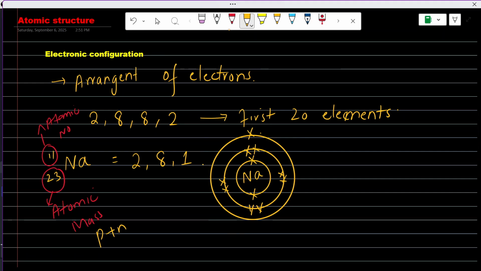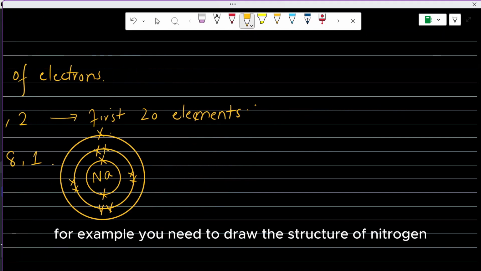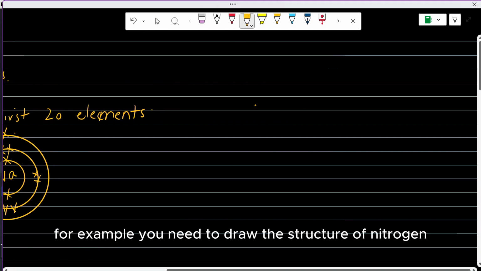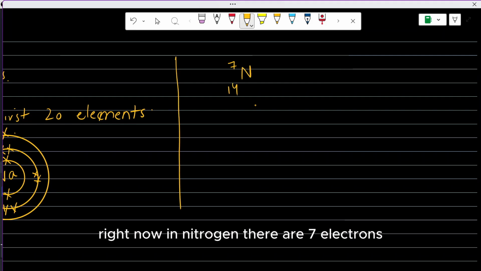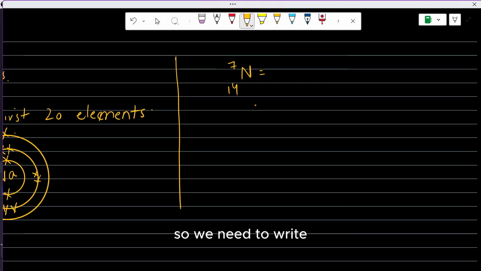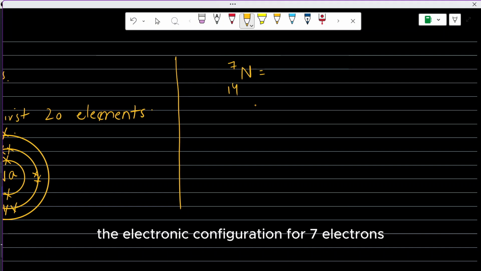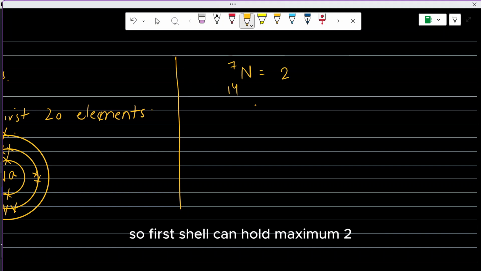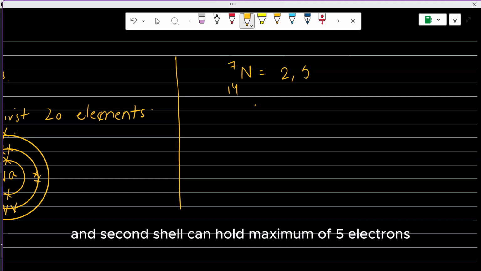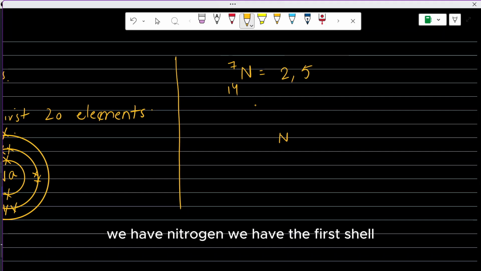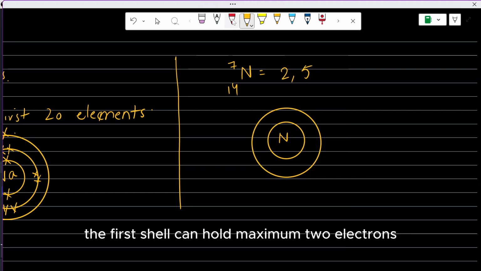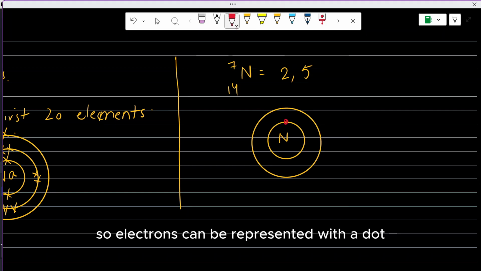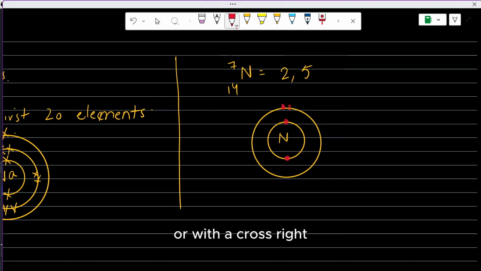Right, so let's take another example. For example, you need to draw the structure of nitrogen. Now in nitrogen there are 7 electrons, so we need to write the electronic configuration for 7 electrons. So the first shell can hold a maximum of 2, and the second shell can hold the remaining 5 electrons. We have nitrogen, we have the first shell, and we have the second shell. The first shell can hold a maximum of 2 electrons, so electrons can be represented with a dot or with a cross.